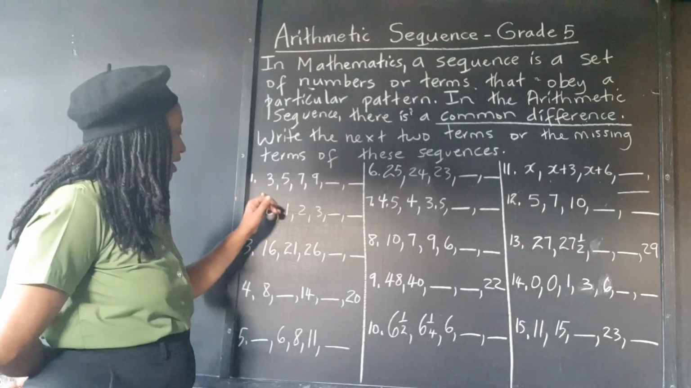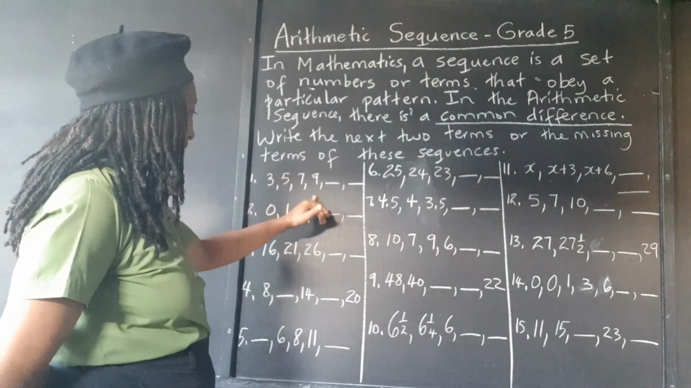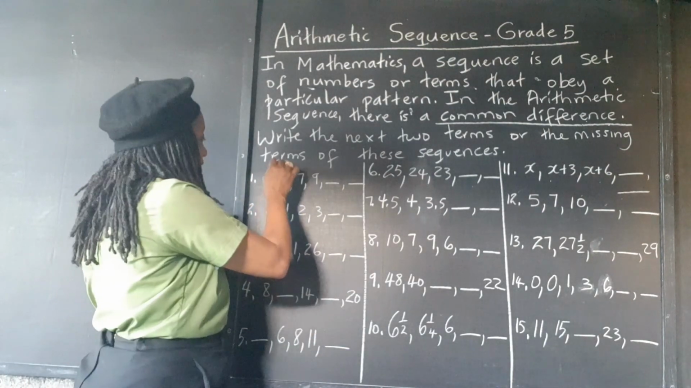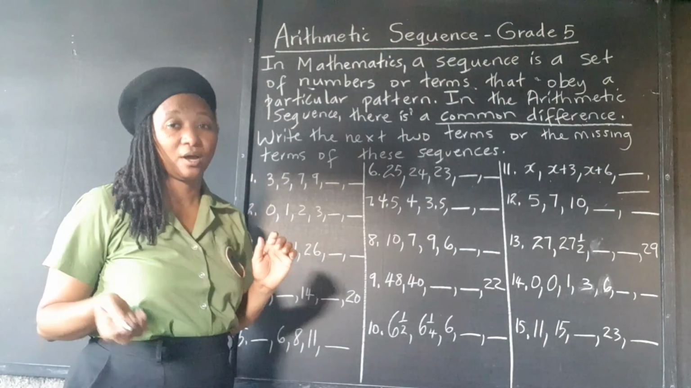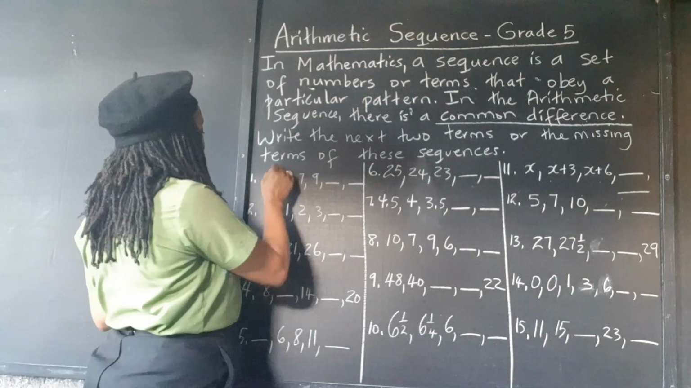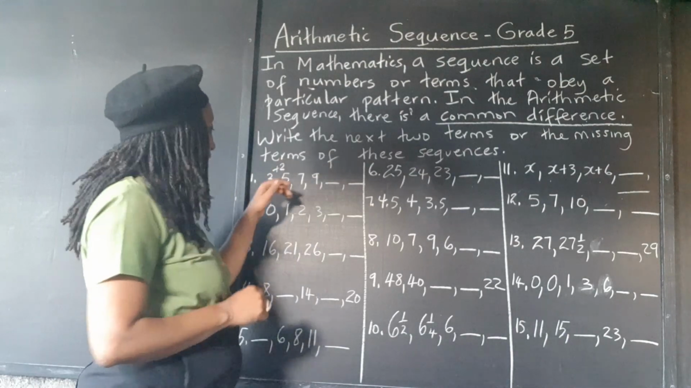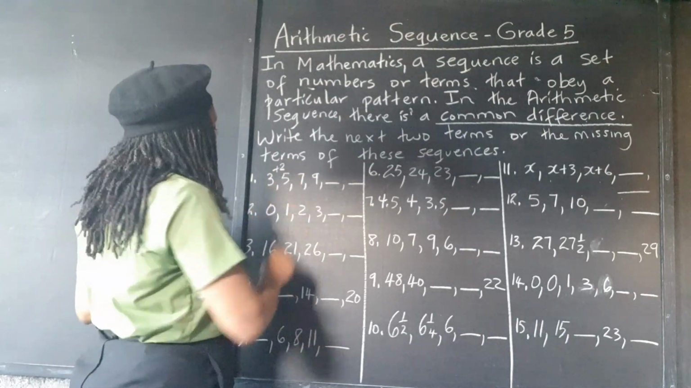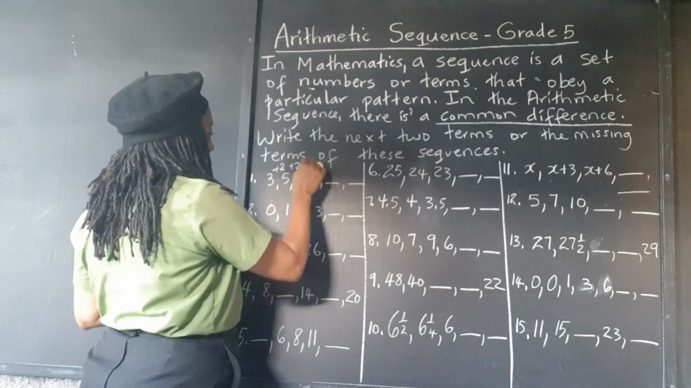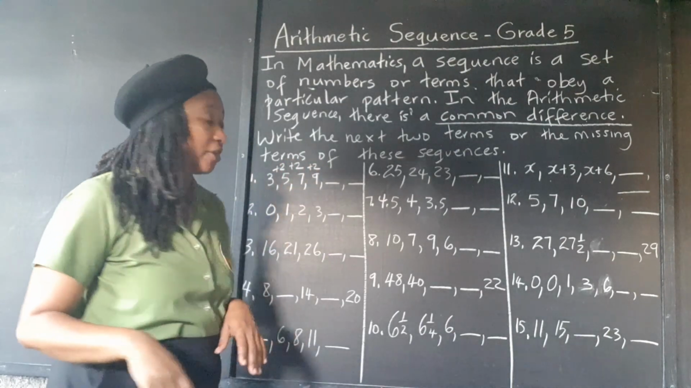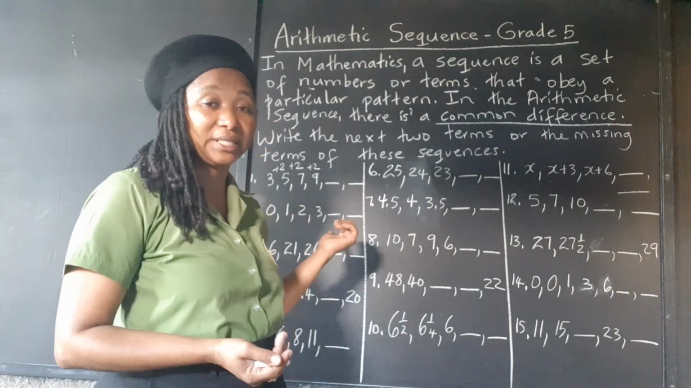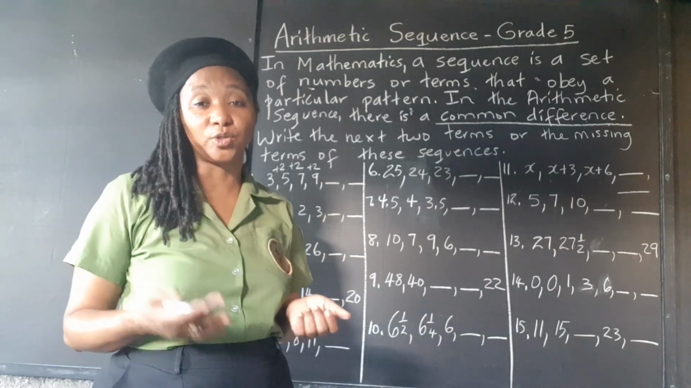Alright, so we have 3, 5, 7, 9. A good idea, what some students do, is they actually write beside each one what is happening to that one to get the next. So from 3 to 5 we add 2, so we can put plus 2. 5 to 7 we add 2. 7 to 9 we add 2. So therefore the common difference is 2. The pattern that this sequence is obeying is that we keep adding 2 each time.